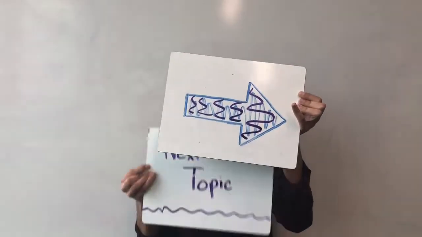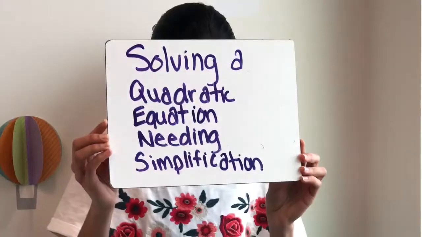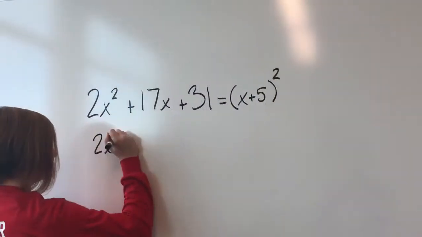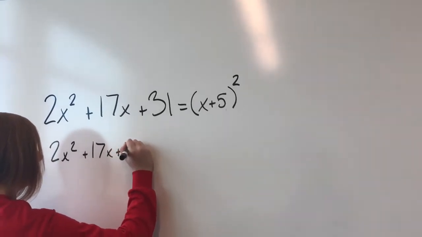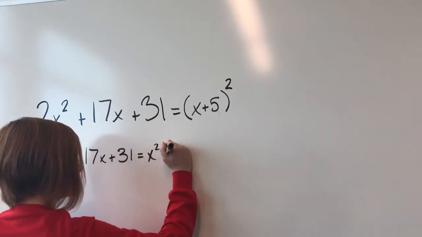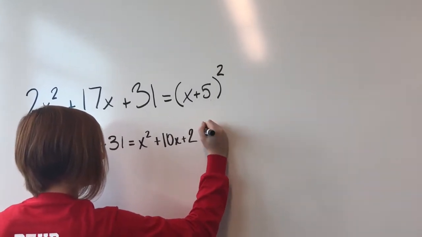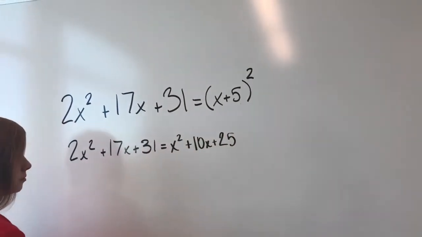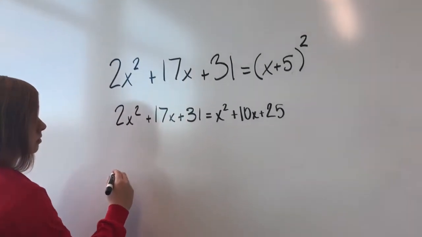All right, so it is now time to move on to our next topic, which is solving a quadratic equation needing simplification. Okay, so this is our equation, and our first step is to FOIL whatever is on the right. So we have 2x squared plus 17x plus 31 equals x squared plus 10x plus 25. And we solved that using our basic FOIL method: first, outer, inner, last.